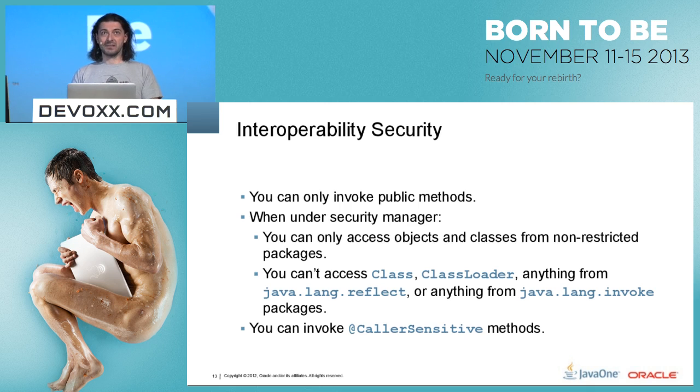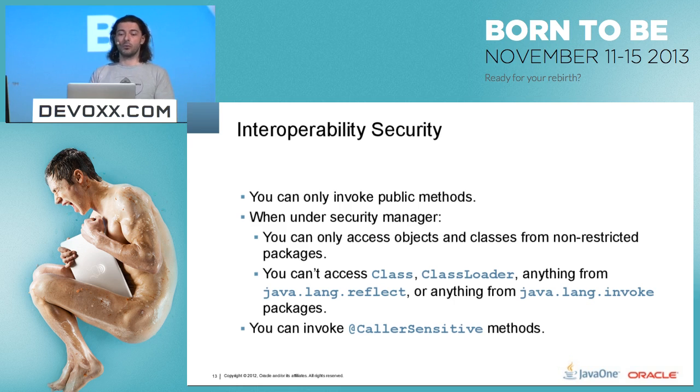And so with Nashorn, at least, we are super conscious about paying attention to security. Our tests all run under a security manager. We have a very small subset of tests that are trusted, but most of the tests actually run under a security manager. So with Nashorn, you can only invoke public methods. When you run under the security manager, you will only be able to access objects and classes from non-restricted packages. So sun.misc.Unsafe and so on are unreachable.